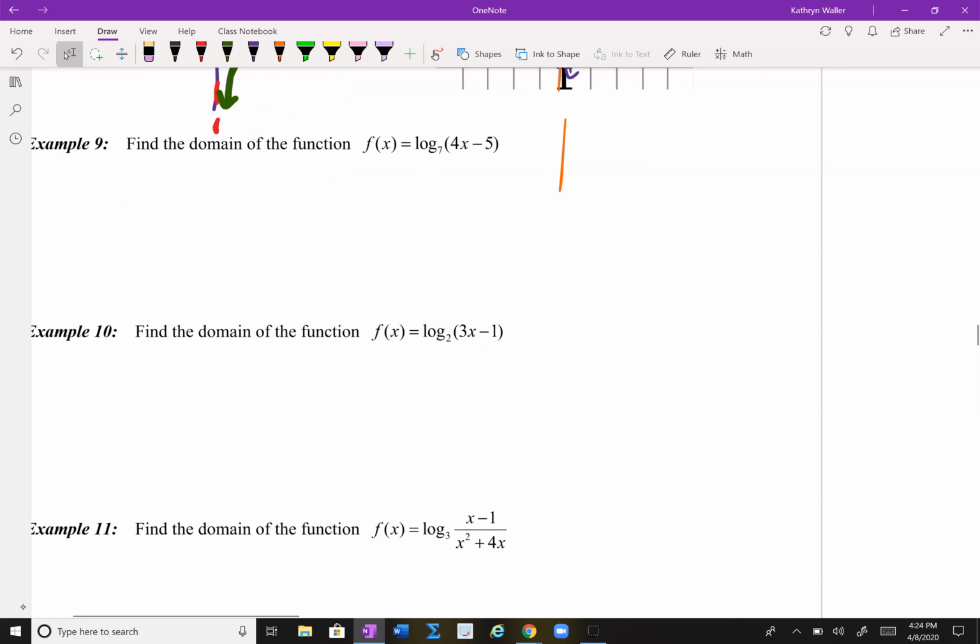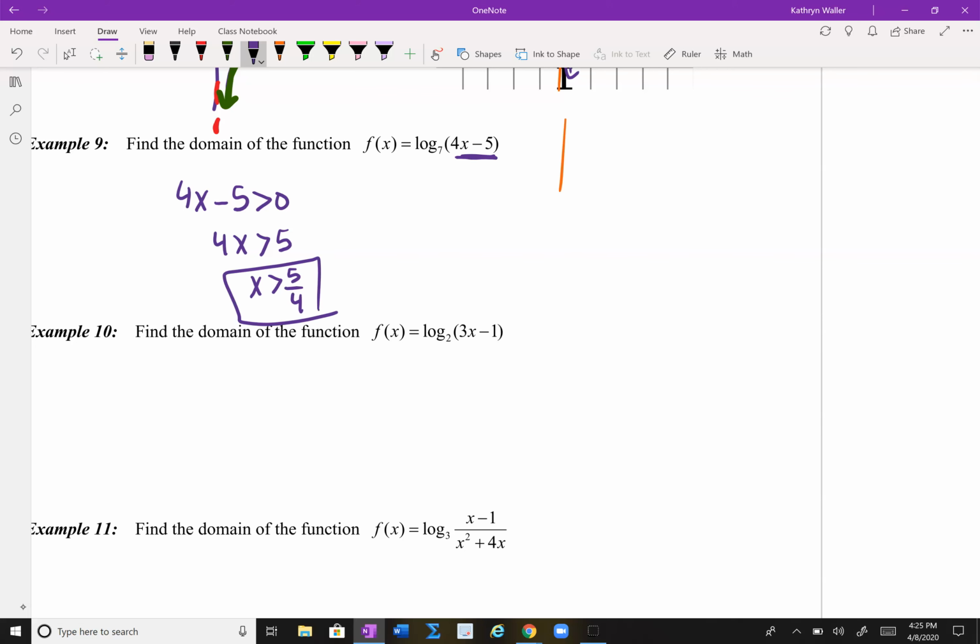So this is important. I think it's highlighted that it showed up on a final before. So when you take a log, whatever you're taking the log of cannot be negative, okay? It also cannot be 0. So all you do is take that 4x minus 5, the whole thing that you're taking the log of, and you say that it has to be greater than 0. That's all you have to do. So it's just going to be 4x is greater than 5, divide by 4. So x is greater than 5/4, and that's all you do.